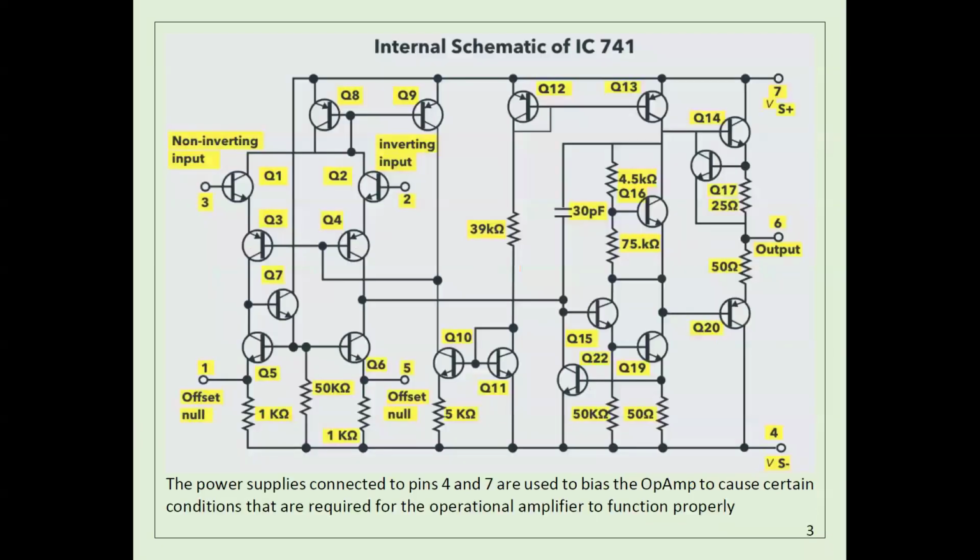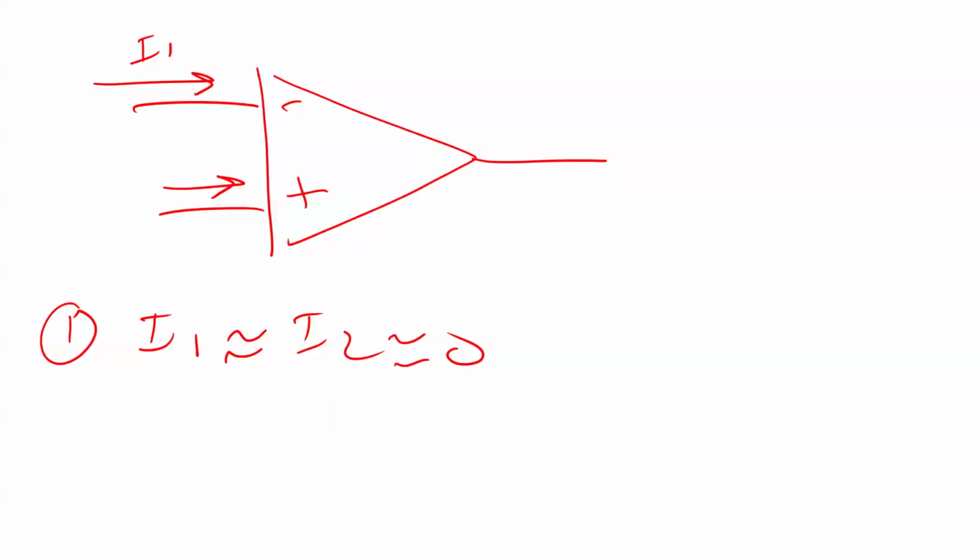If I go back here, you will see the input current here goes to the base of the transistor. When you learn electronics, you will know that the base current is a very small current. So I'm going to assume it is not exactly zero, but it's very, very small.